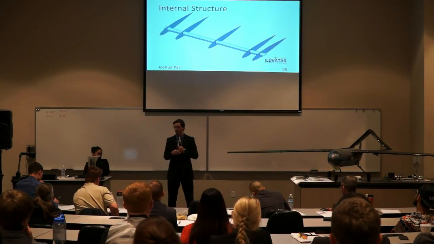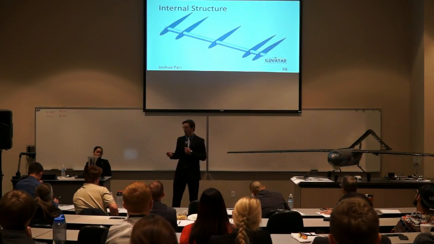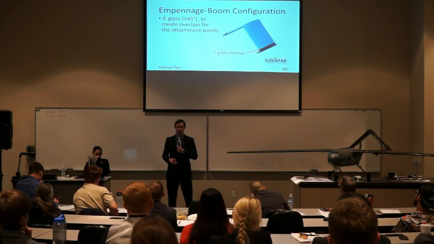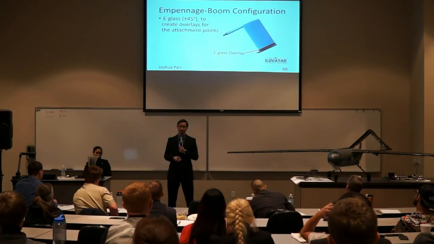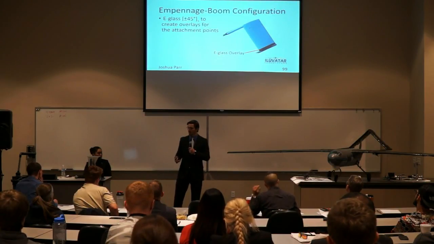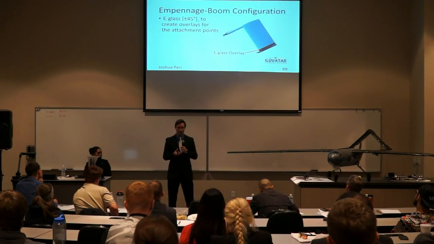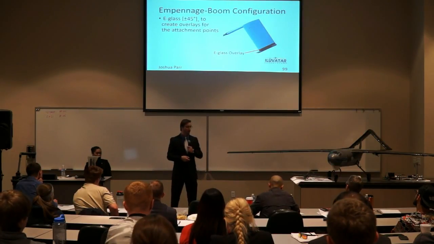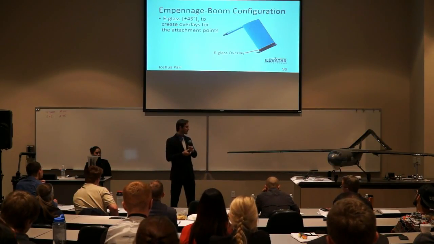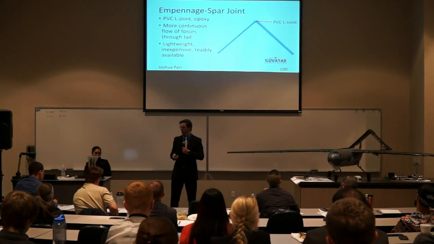On each side of the V-tail, there are 5 ribs and then a carbon fiber spar. For the empennage boom configuration, we actually had an E-glass layup, which is a plus minus 45 degrees symmetric layup, so there are 2 plies on either side of the boom to connect the boom to the V-tail. That was mainly just to strengthen that point and make sure that the V-tail did not slip out of the booms.